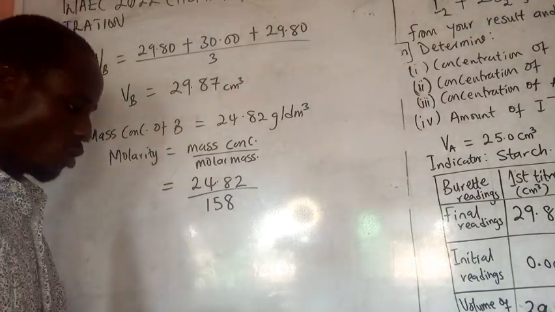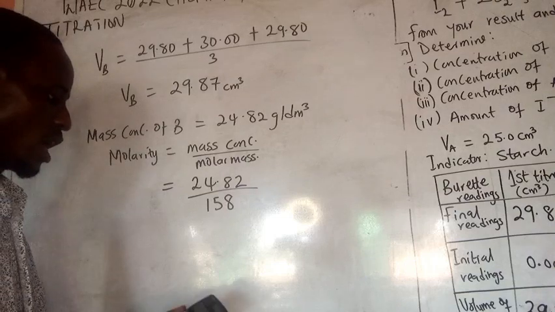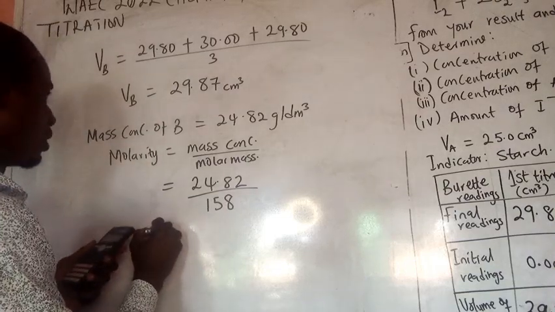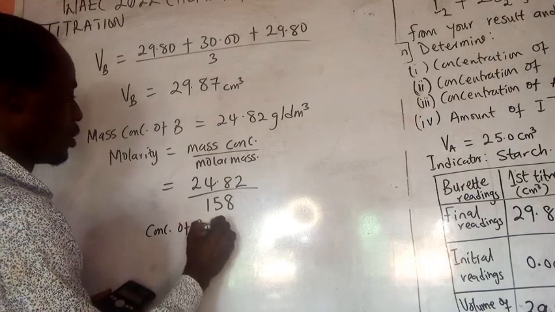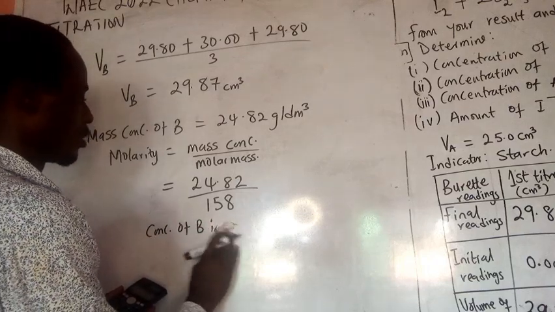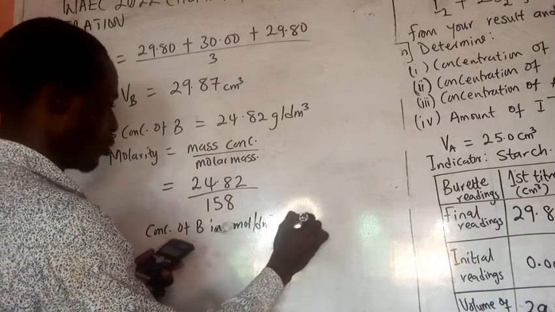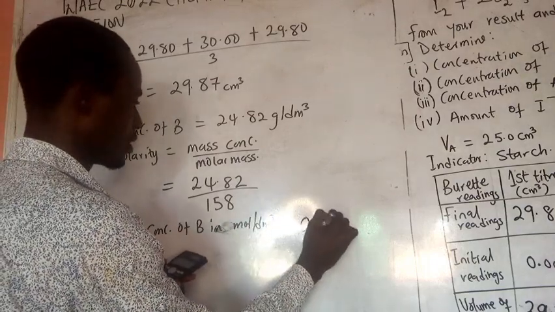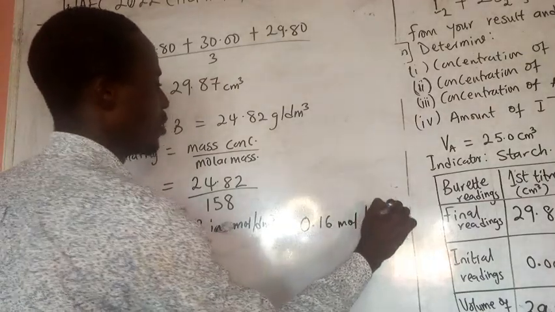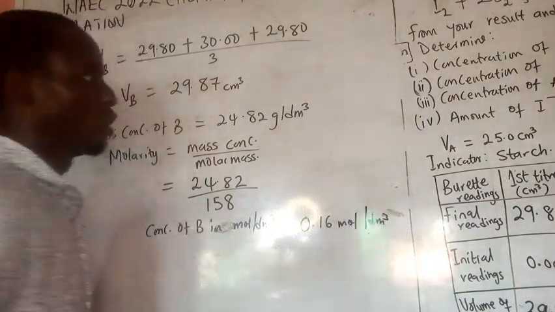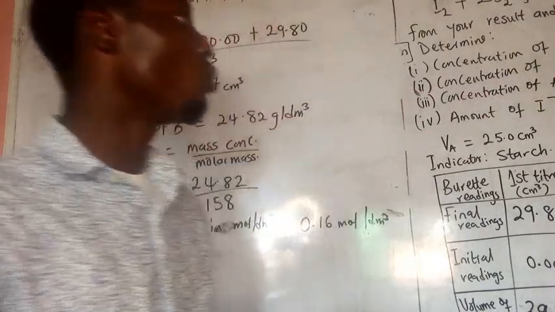So let us compute that and see our answer. 24.82 divided by 158. So that gives me the concentration of B in mole per dm cube as 0.16 mole per dm cube. So that is the concentration of B in mole per dm cube. Now we're going to find the concentration of A in mole per dm cube.